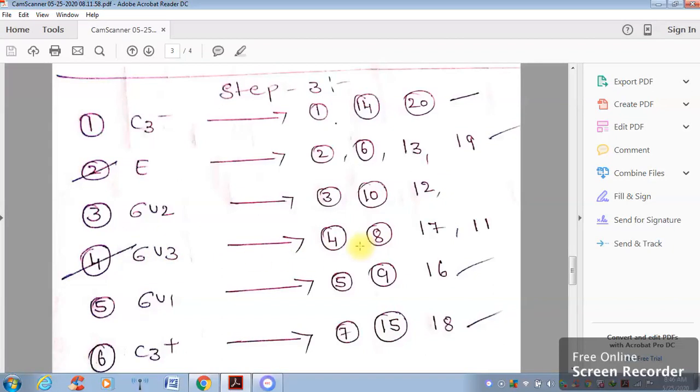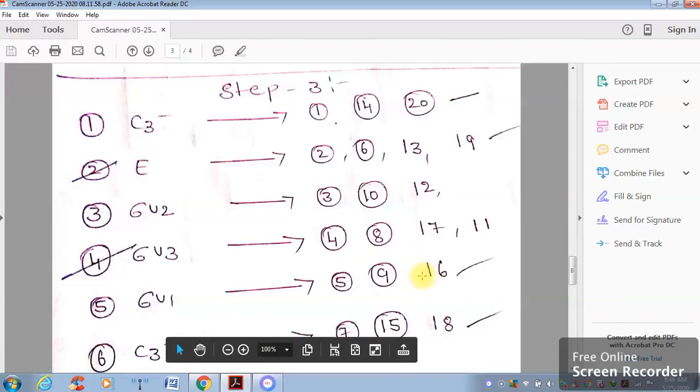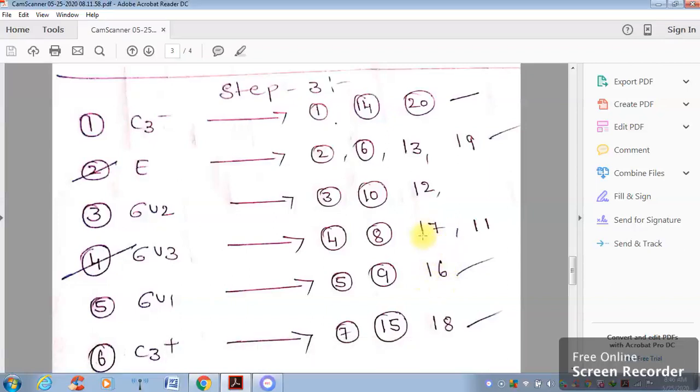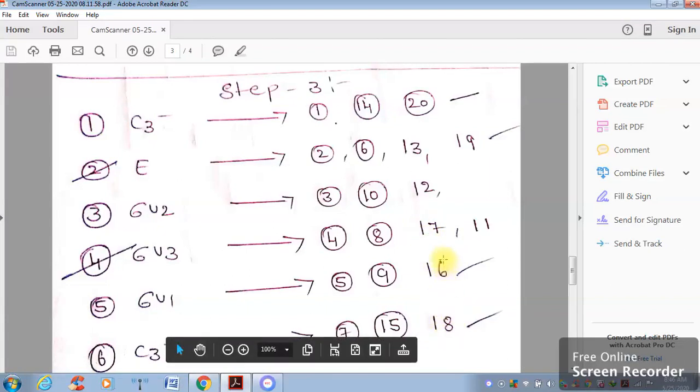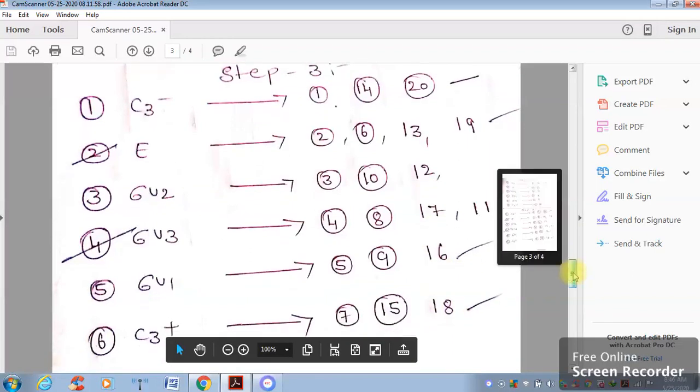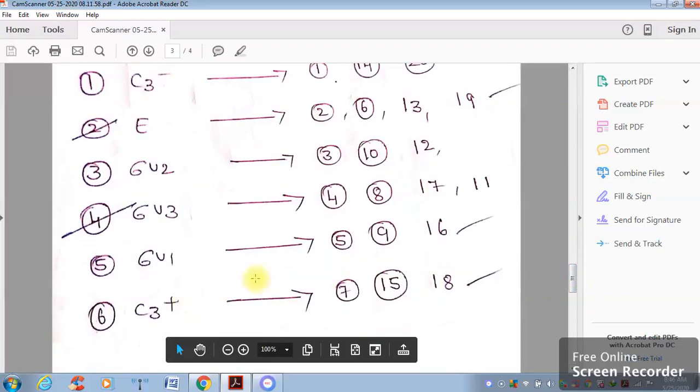Next, sigma V3 is present in 4 boxes. Here I will write the numbers starting from 16 to 18, like this: 16, 17 and 18. See, C3 plus is present in 3 boxes. We have written 3 numbers here, hence it is finished.